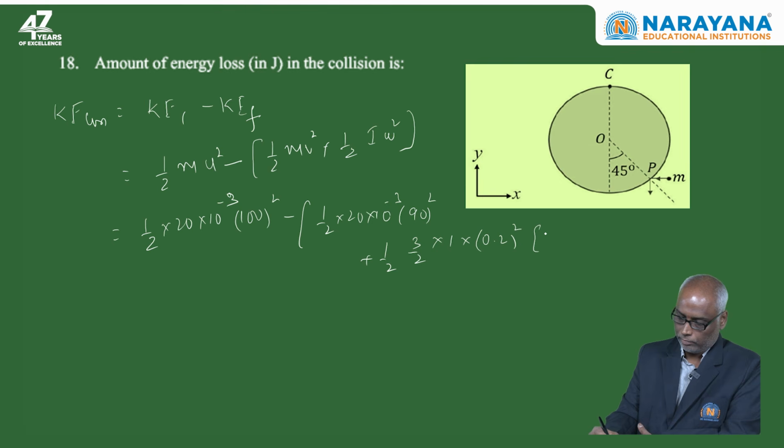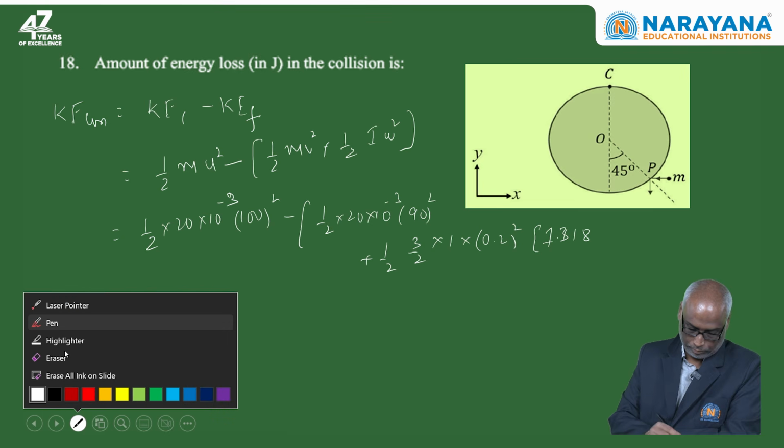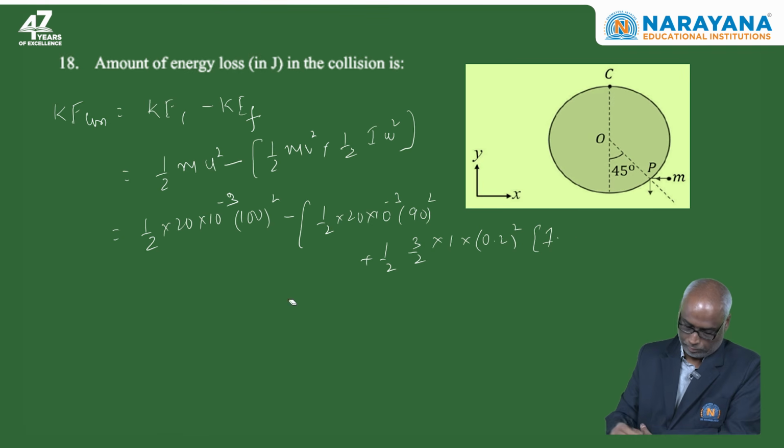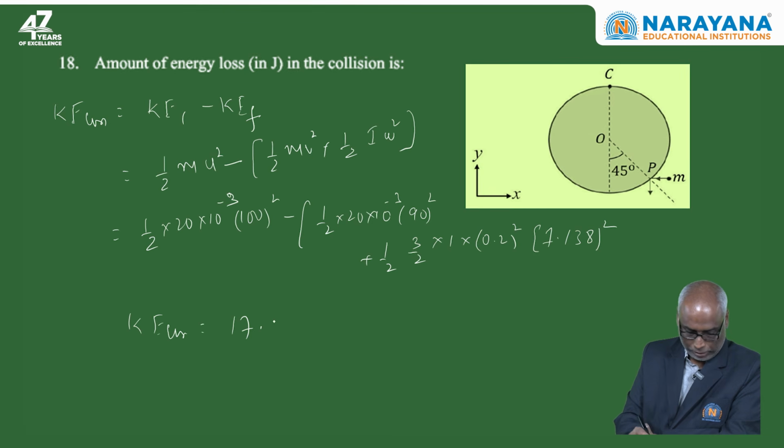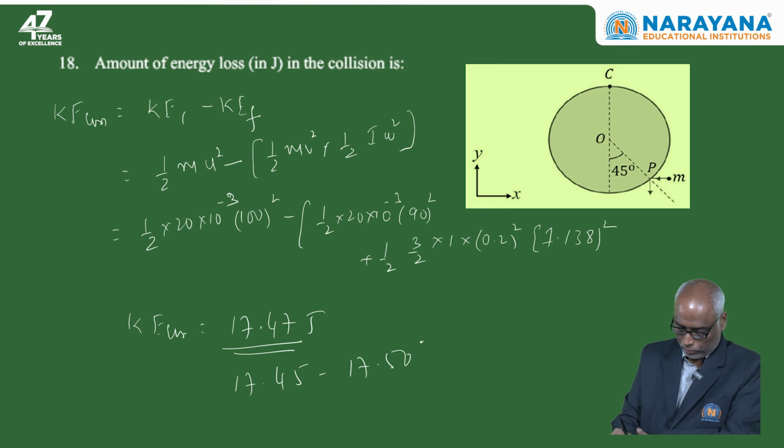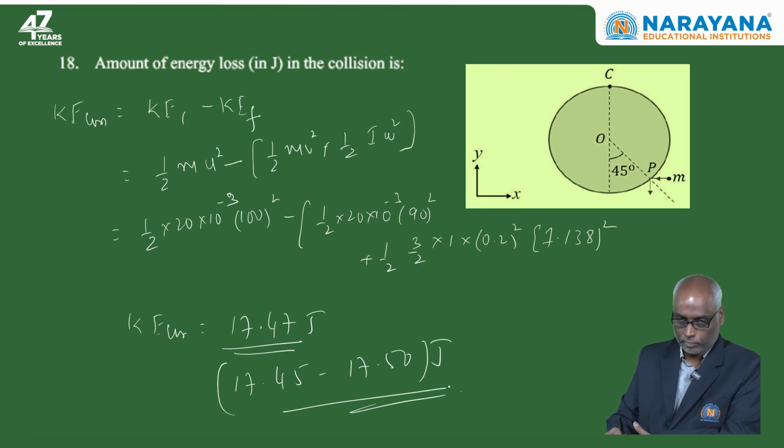The value of omega we got is 7.138, whole square. So on simplification of this, we are going to get the loss in kinetic energy equal to 17.47 joules. A range should be given between 17.45 to 17.50 joules. Thank you.